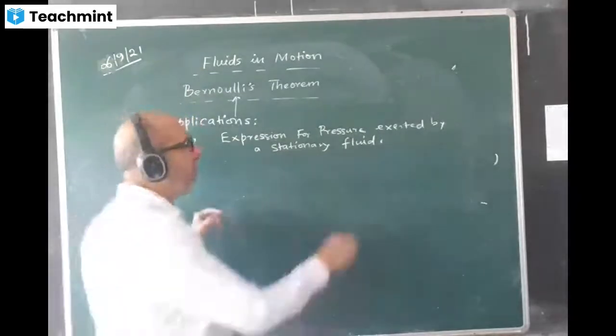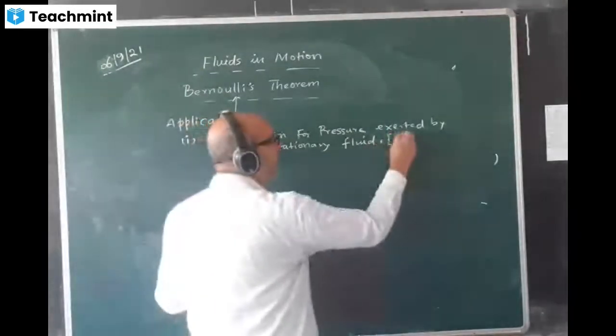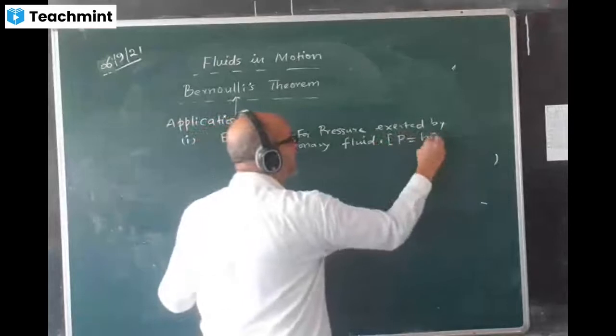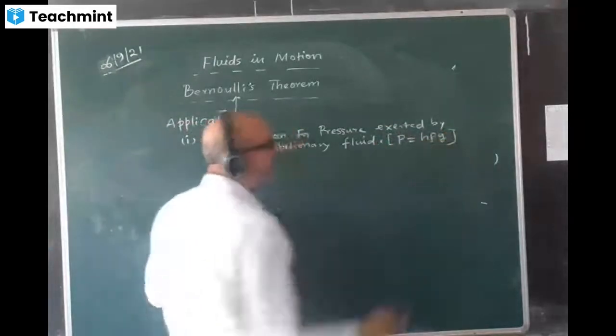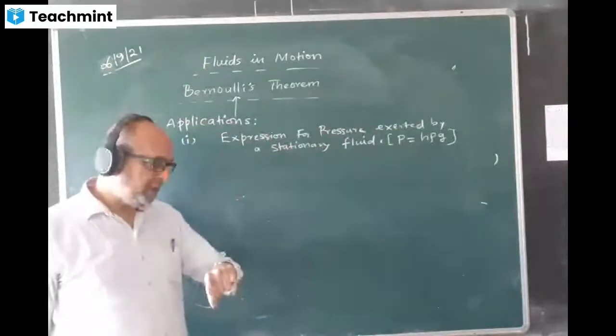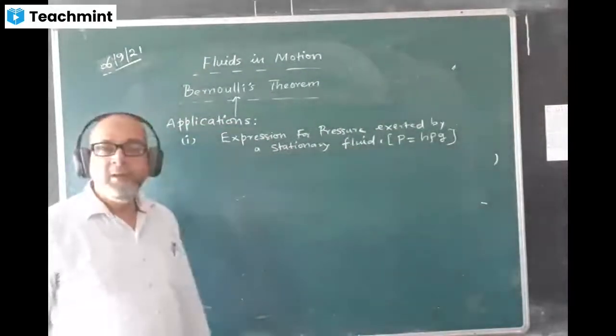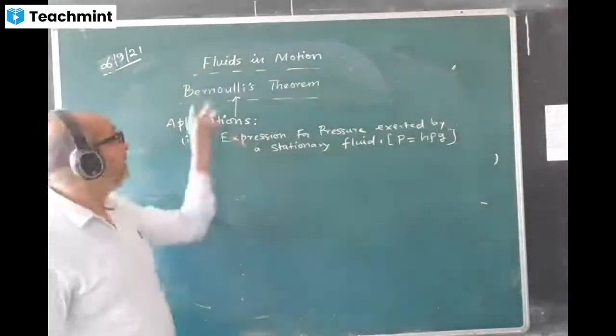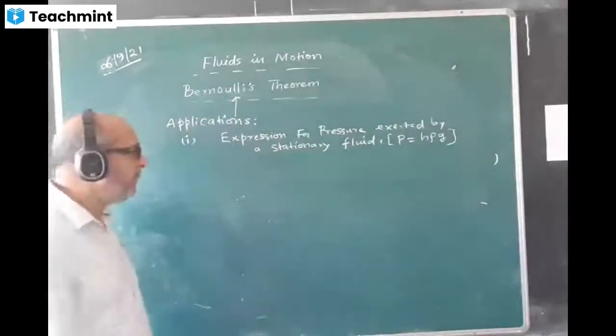So the same formula we are deriving but using Bernoulli's theorem. We can write P is equal to h rho g. d is same as rho. Now we will not be using the small d symbol for density, I'll use rho like this. Let us prove this formula by Bernoulli's theorem. How can we prove it?